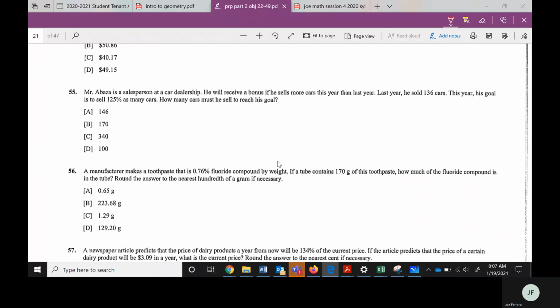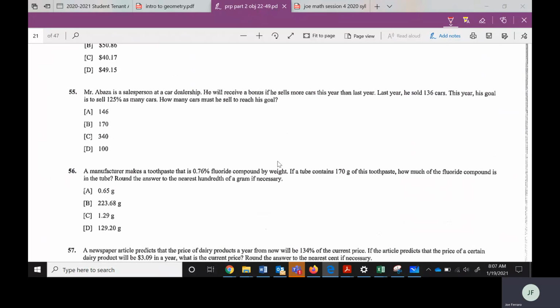Well, last year's sales, is that what we know or is that what we're looking for? That is what we know. Last year he sold 136. So now when you have it set up like that, we know after the word of is the whole, so that means we're looking for the part. And again, you can look at one of the problems on the first page to help you with that. Okay, 56 is one we're going to do.